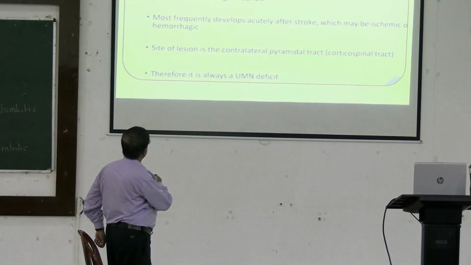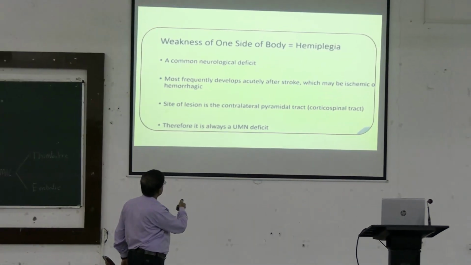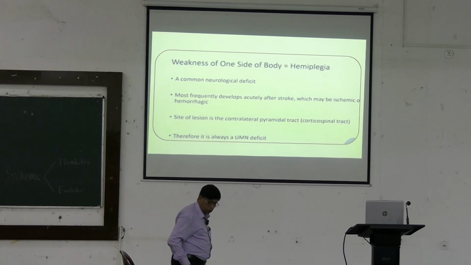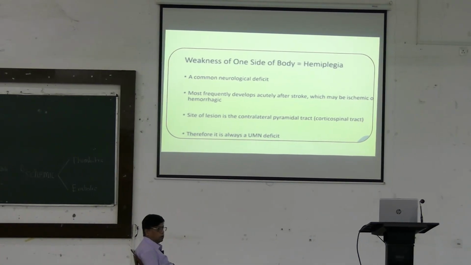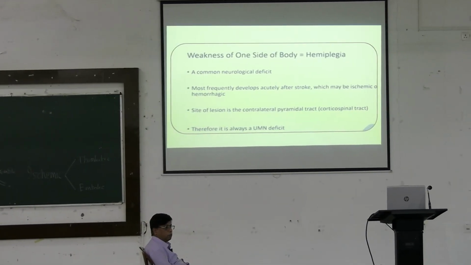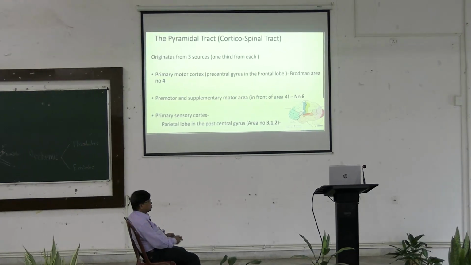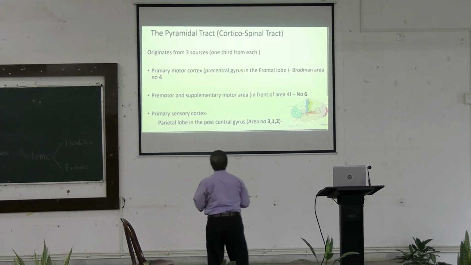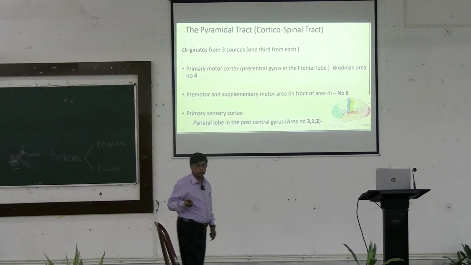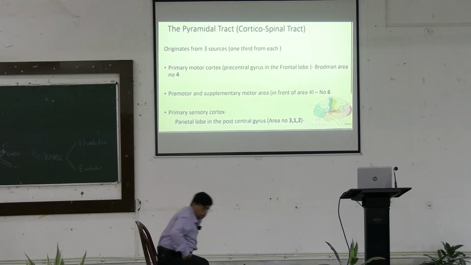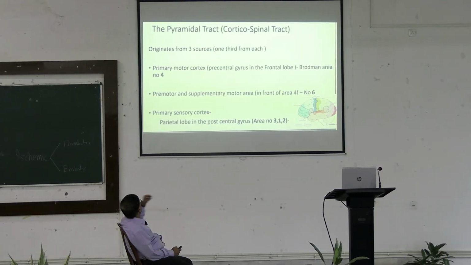So, this is the basic difference in pathogenesis you should keep in mind. Now, we are coming to the slide. I am describing this because of this second point, it develops after stroke, which may be ischemic or hemorrhagic. Probably now it is clear what is ischemic and what is hemorrhagic. If it is ischemic, it may be thrombotic or embolic. Now, the pyramidal tract, you know, it is the corticospinal tract. It starts from the cortex and ends in the spinal cord at the anterior horn cell level. So, it is called the corticospinal tract.